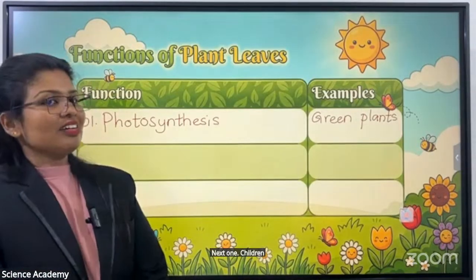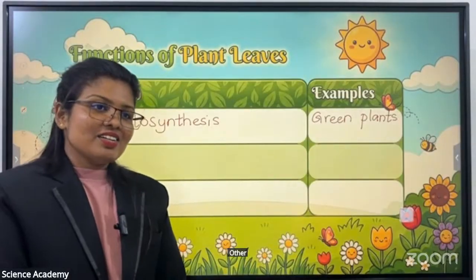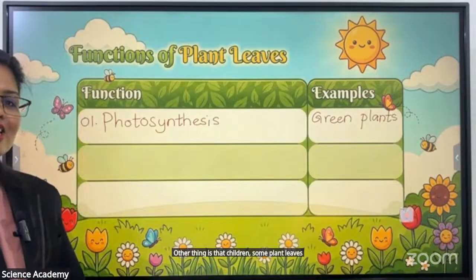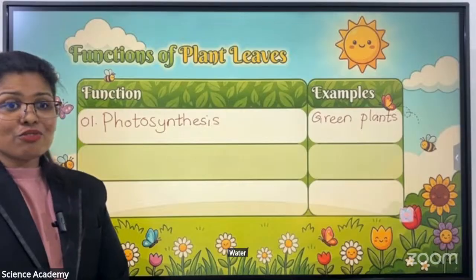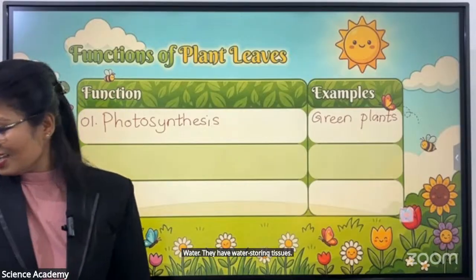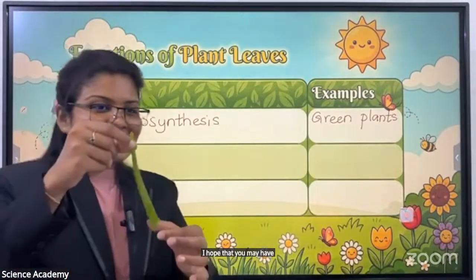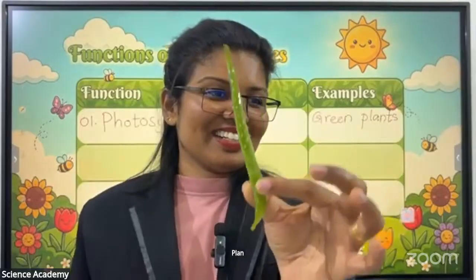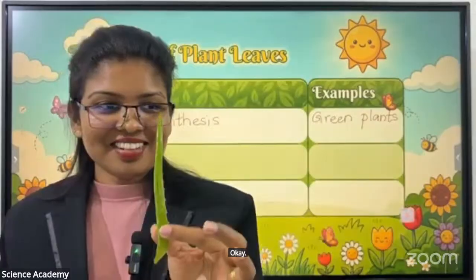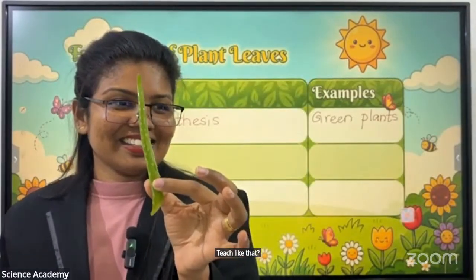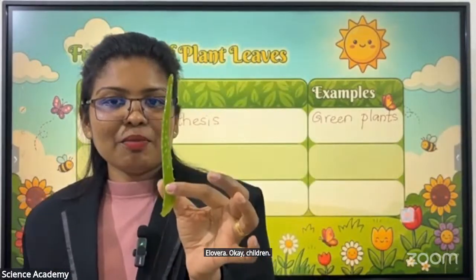Children, what is the other function of the plant leaf? The other thing, children, is that some plant leaves store water. They have water storing tissues, right? If I show you, I hope you may have seen this, teacher, a plant leaf, cactus? Right? Okay. What is this? Aloe vera. Aloe vera. Okay. Children, what about cactus?